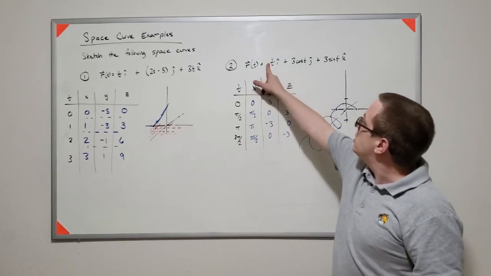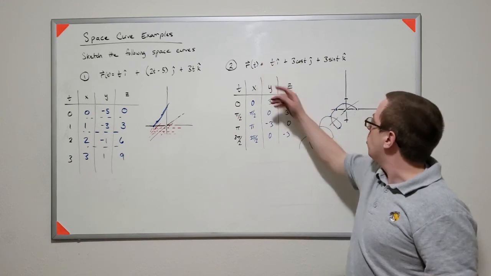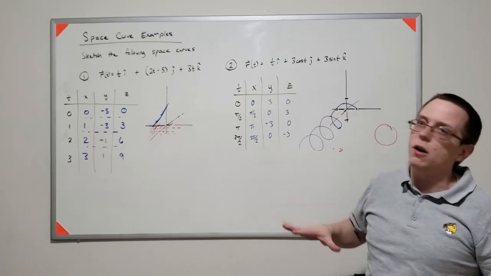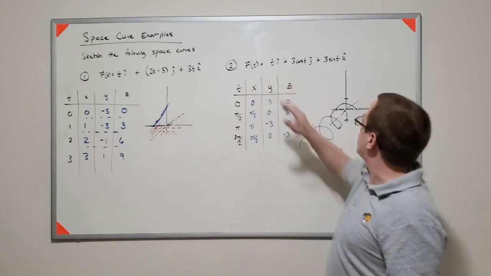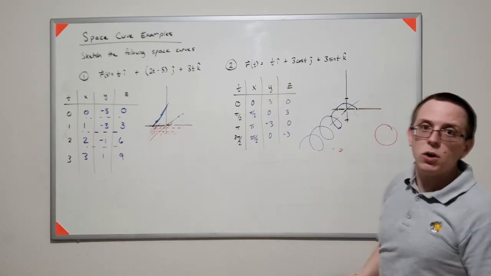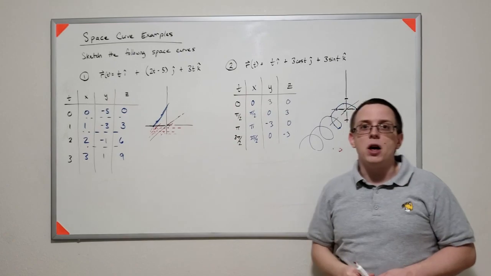And so that makes sense because if that value were to shrink towards 0, these would compress on top of itself. And then if this ever got to be actually 0, you would only have a circle. And so those are some examples of plotting space curves.